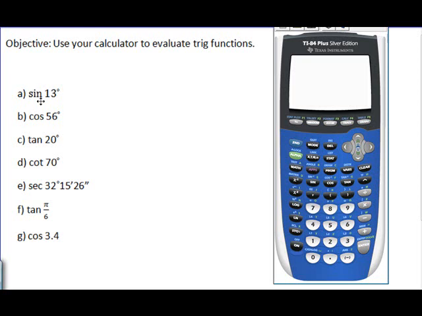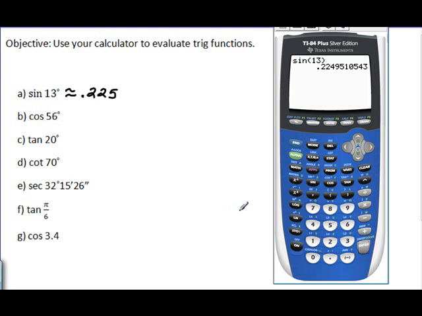So let's find sine of 13 degrees. I would just simply press the function sine and input 13. Now since I changed the mode to be in degrees, it's understood that that 13 is in degrees. So I find that the sine of 13 is 0.22495, and you can round, let's say, 0.225.